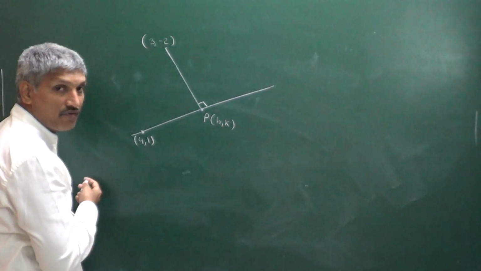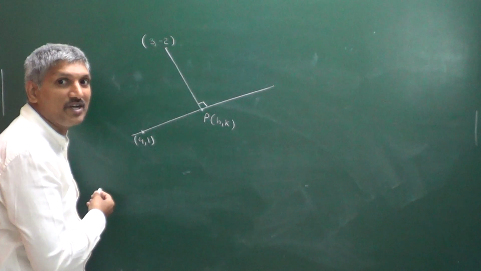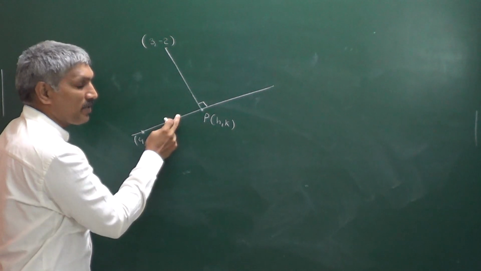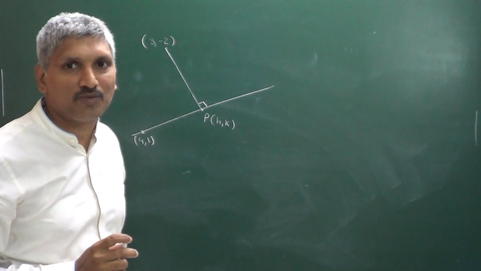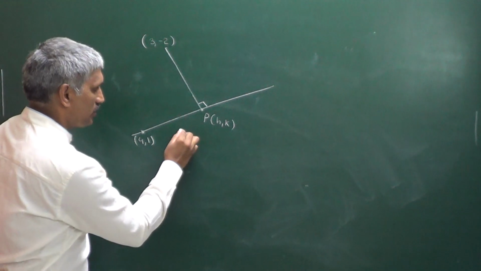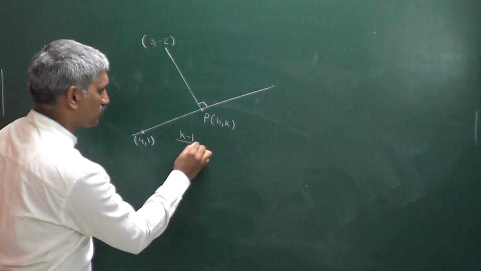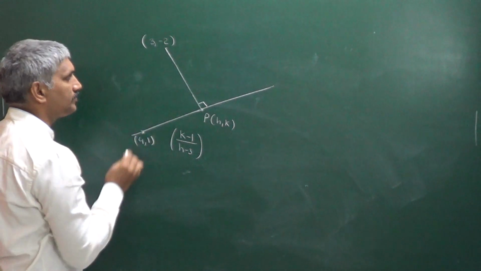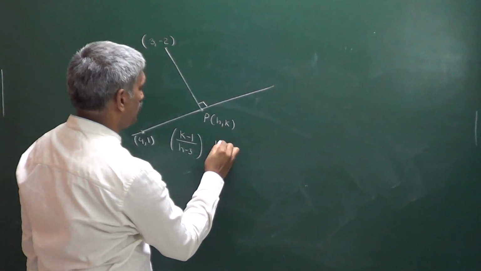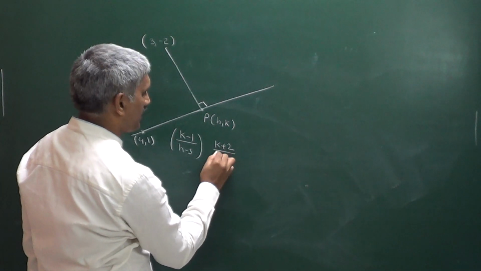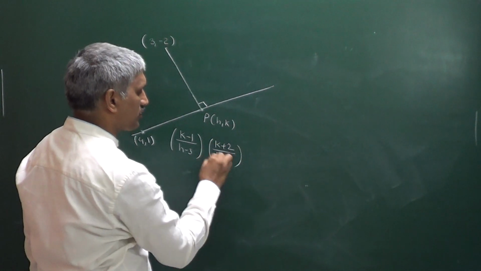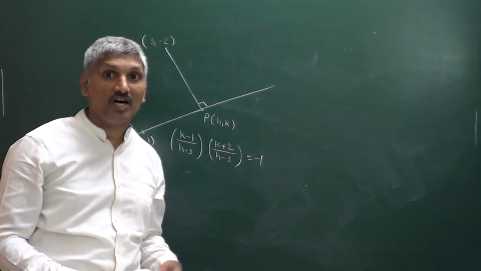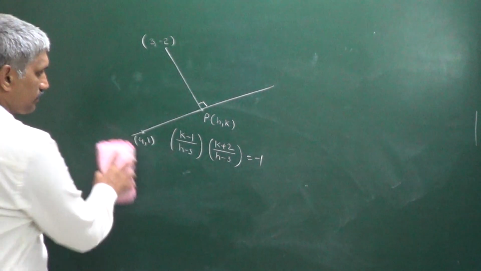Now what is the condition we have to write? Foot of the perpendicular. That means these two are perpendicular, and if these two are perpendicular, the product of the slopes is equal to minus 1. Therefore we will get (k minus 1) divided by (h minus 4) as the slope of this line. This slope is multiplied by (k plus 2) divided by (h minus 3). The product of the slopes is equal to minus 1. Now simplify, you will get the locus equation.